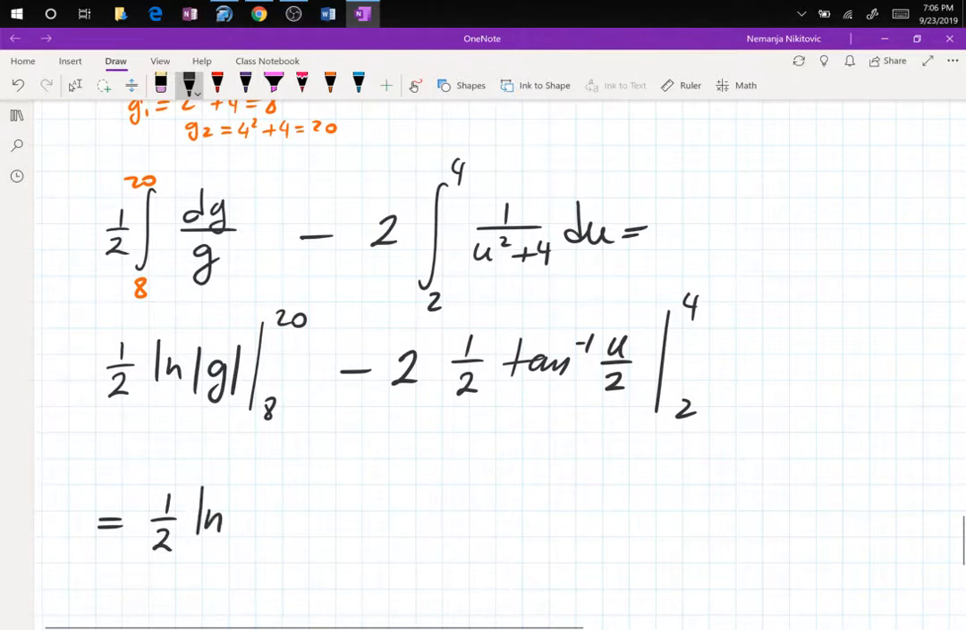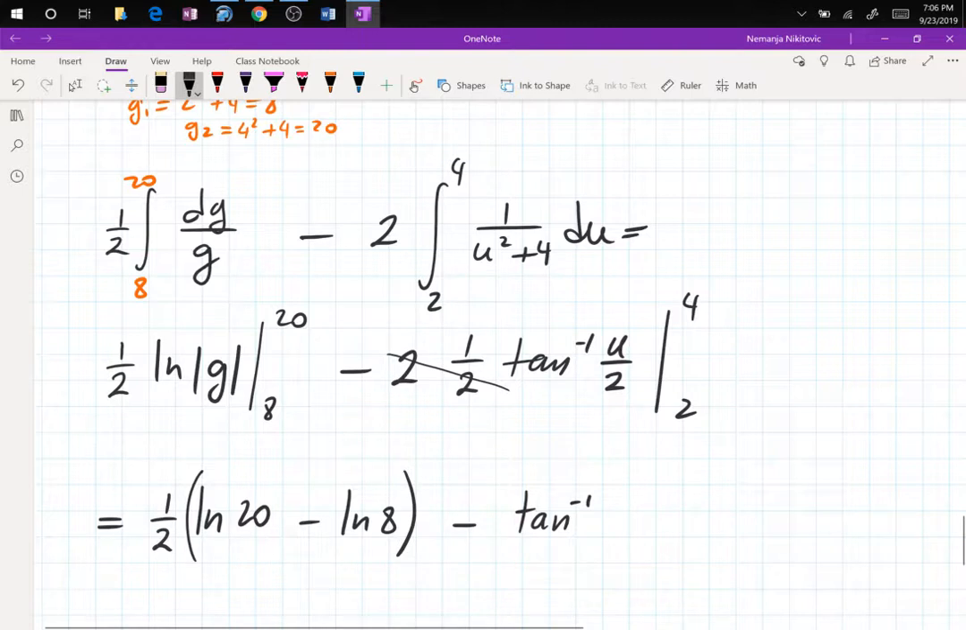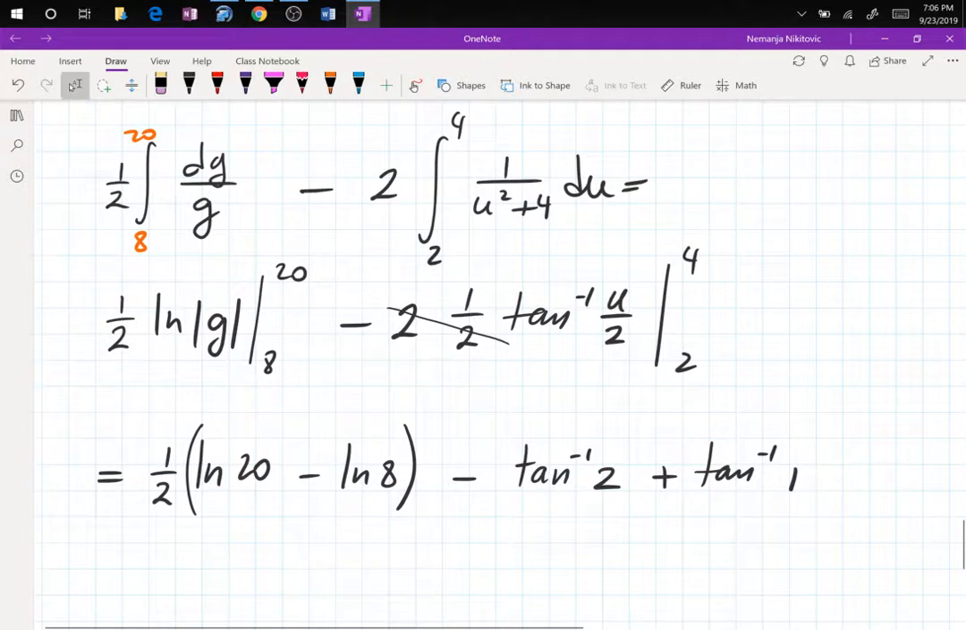1/2 ln 20 minus 1/2 ln 8, or you can do 1/2 times ln 20 minus ln 8 in parentheses. These cancel. So minus, I have tangent inverse of 4 divided by 2, of 2. Minus and minus will give me plus tangent inverse of 1. There's no plus c because it's a definite integral.